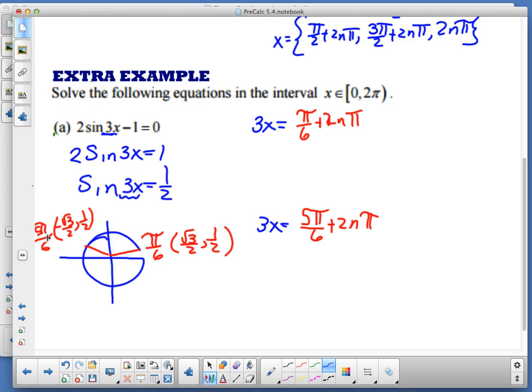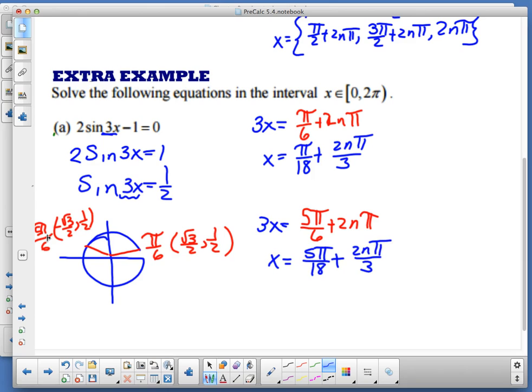And people are like, what? So watch what happens, dividing by 3. That pi over 6 becomes pi over 18, because I'm dividing by 3, same as multiplying by a third, plus 2n pi over 3. Okay, now this one's the same. X is equal to 5 pi over 18, multiplying everything by 1/3, plus 2n pi over 3.